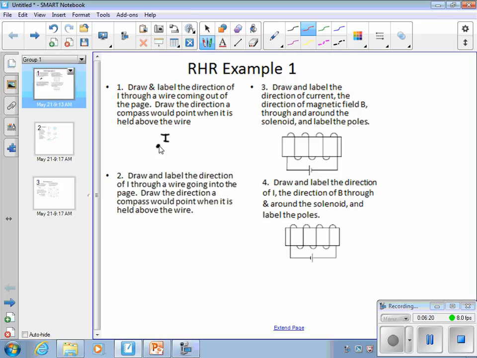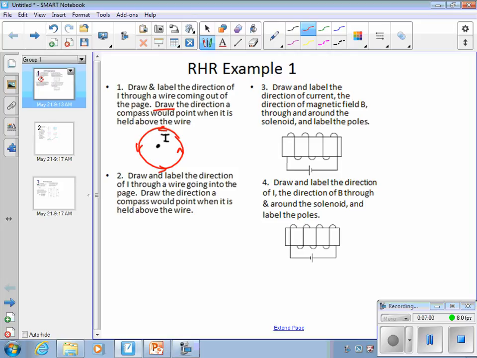Draw the direction a compass would point when it is held above the wire. So you've already drawn a little dot on your page, and you can get your pencil and have the pencil pointing up out of the page, yes? And you grasp hold of it with your right hand, and it's going in what direction? Okay, it's going around in a circle. If I were to look down upon this circle, it would be doing what way? Okay, it would be going counterclockwise.